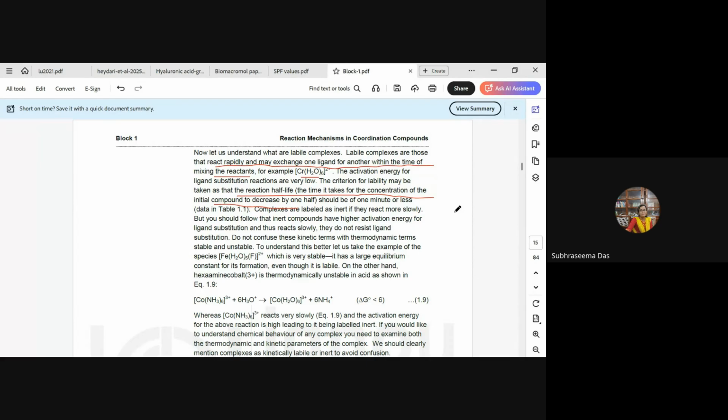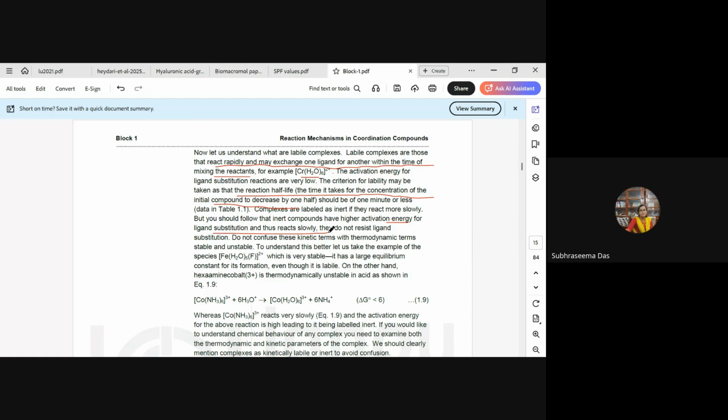Complexes are labeled as inert if they react more slowly. You should note that inert compounds have higher activation energy for ligand substitution, and thus they react very slowly. If the activation energy is very high, then we need much higher energy to cross that barrier. They react very slowly and resist ligand substitution.